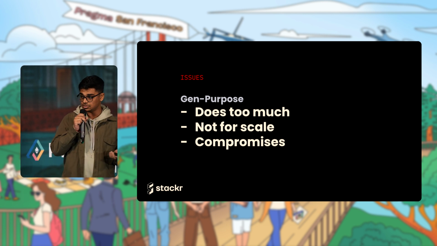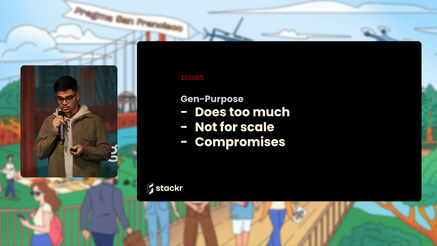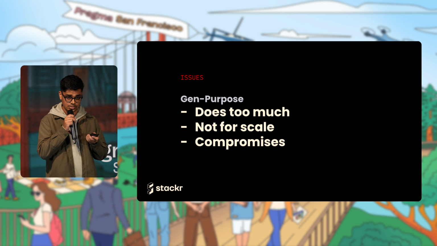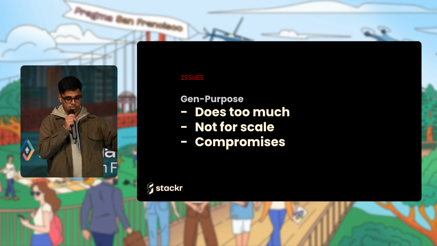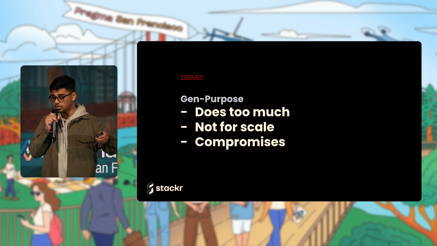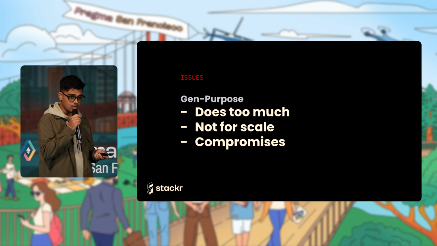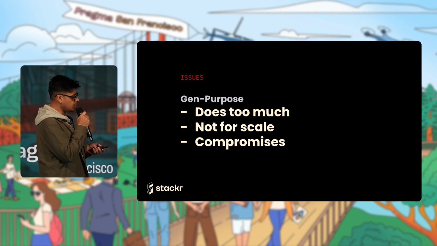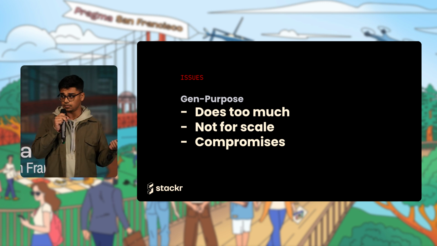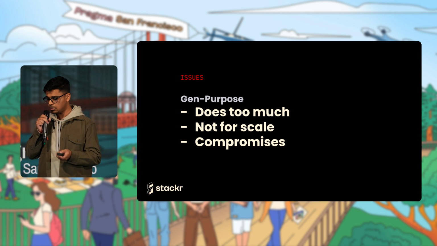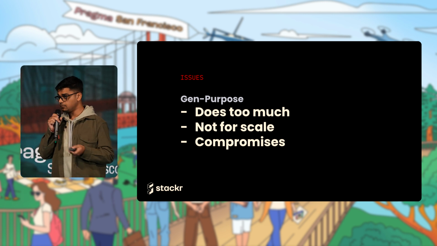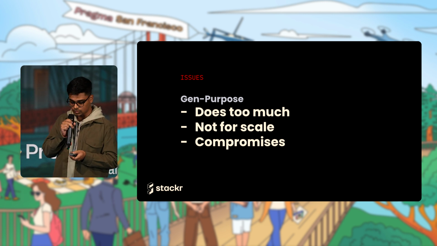A general purpose system just does too much. That is not generally for scale. So you can build applications which go up to a certain extent, which is the limit of that particular system. And then you always have some compromises attached to it. So the compromises could be in terms of compute. It could be in terms of noisy neighbor problem. You can be limited by a set of different things that you can or cannot do with it.